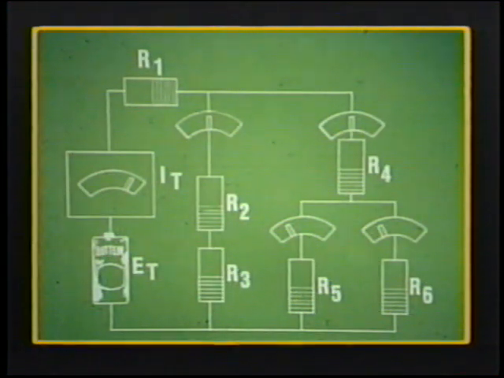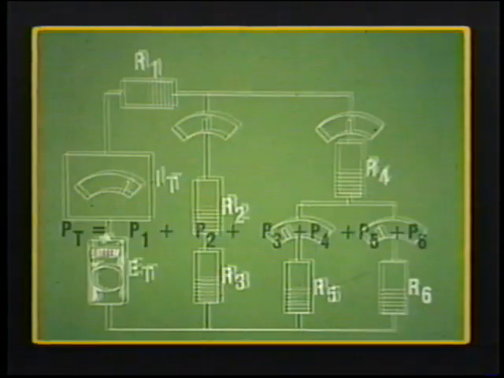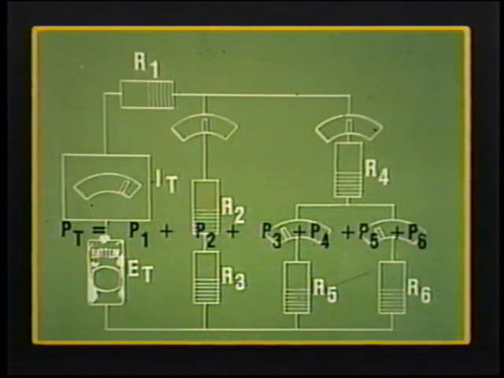After using Ohm's law to find the voltage drop across each resistor and the current through it, the power dissipated in each one may be found. The total power, E total times I total, must be the same as the sum of the power dissipated in all of the individual resistors.